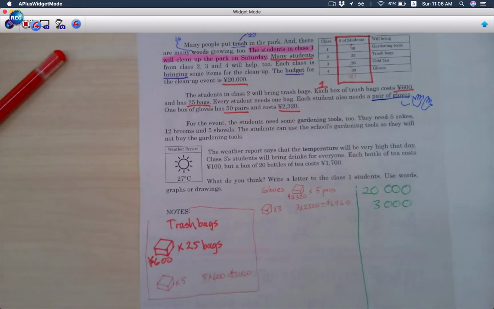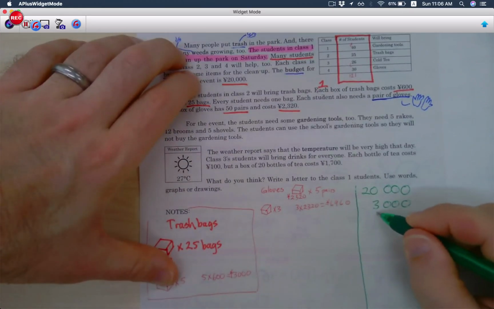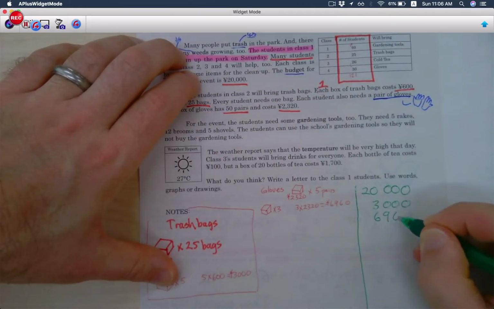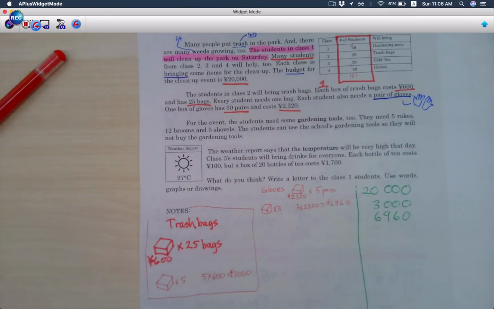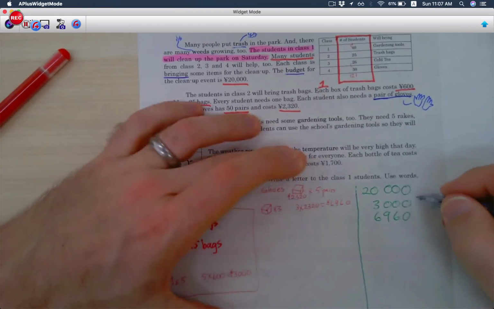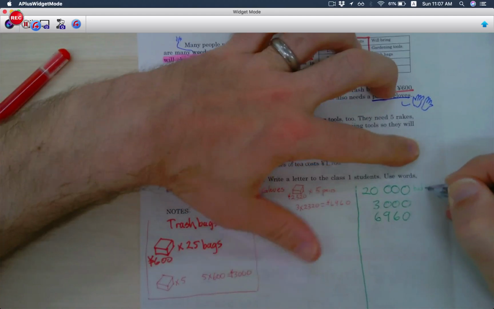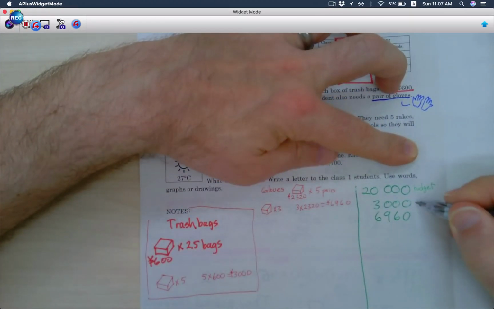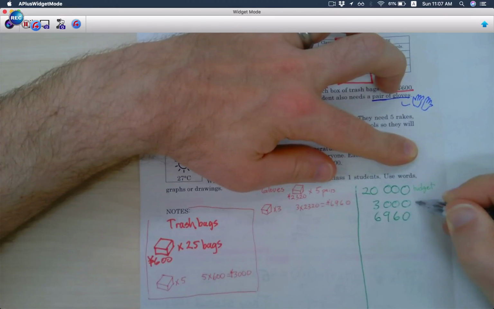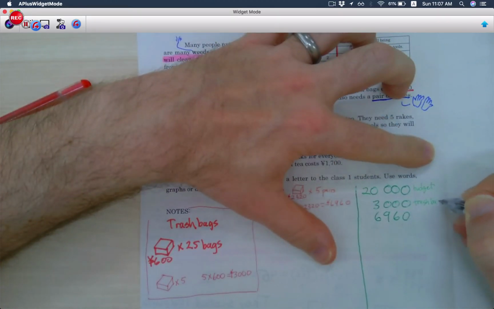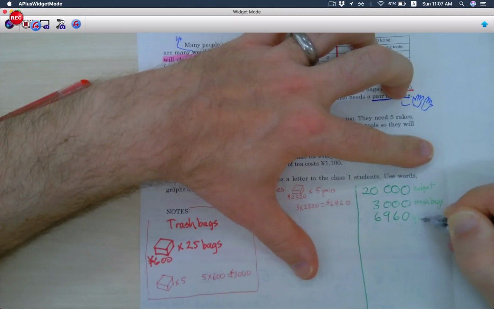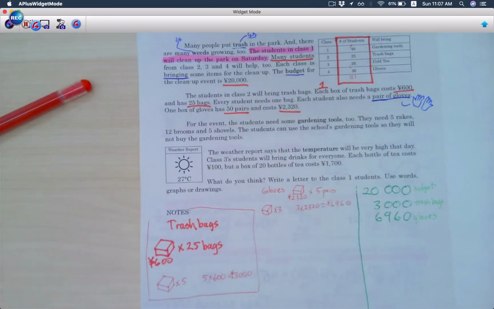So I'll go back to my budget and 6,960 yen for gloves. And I suppose it's good for me to label this over here. So this is my budget, and these are for trash bags, and these are for gloves. Now I can keep reading.